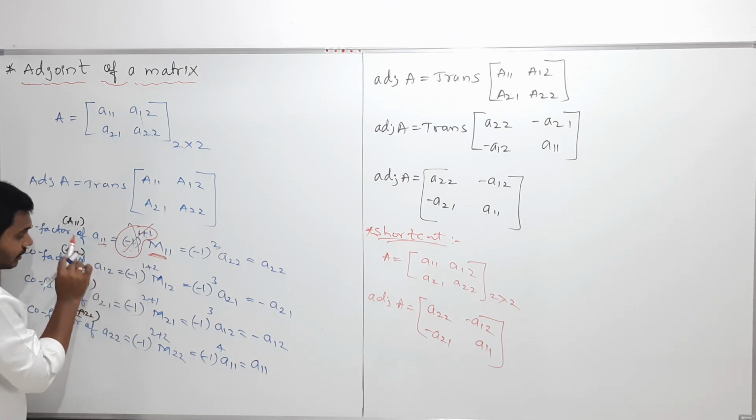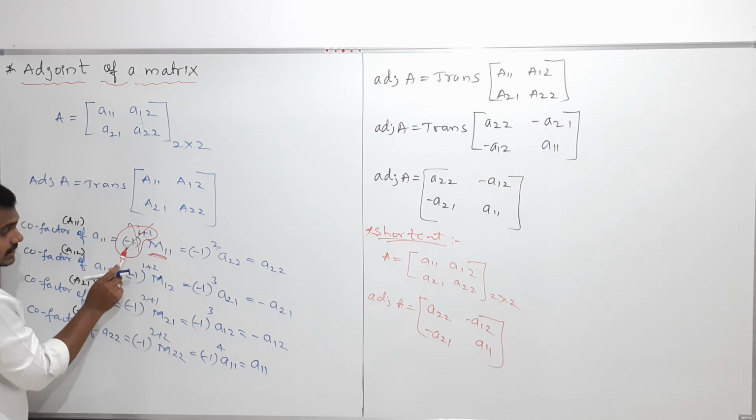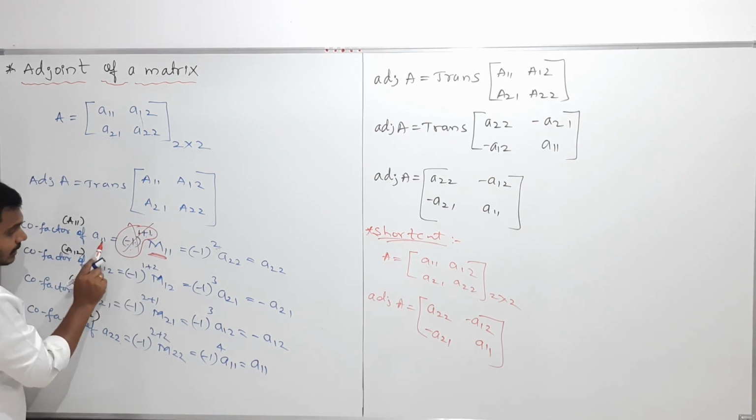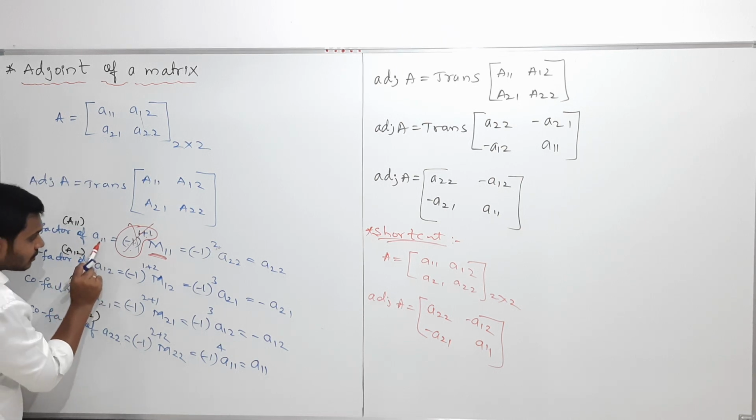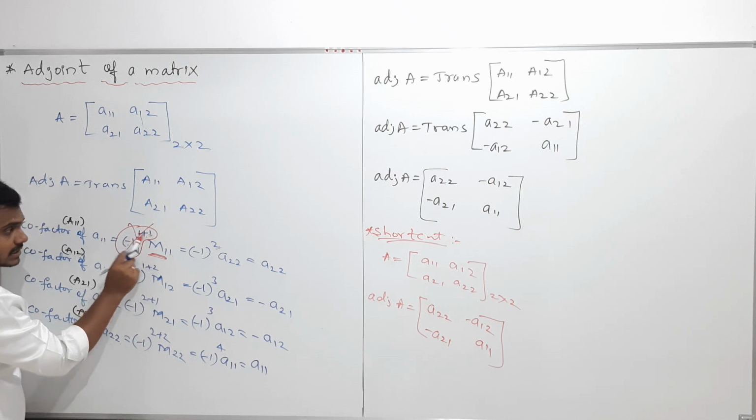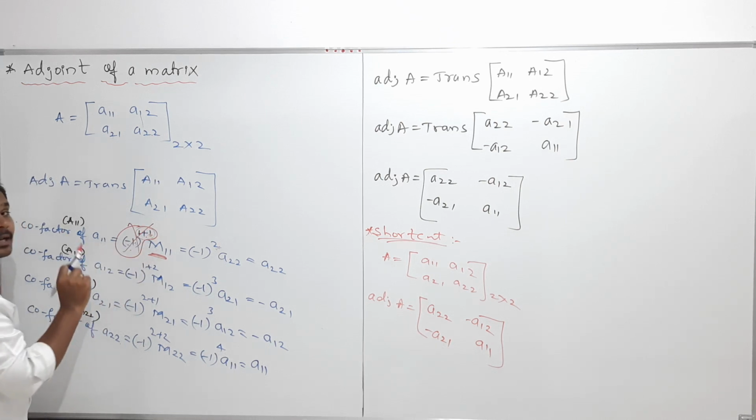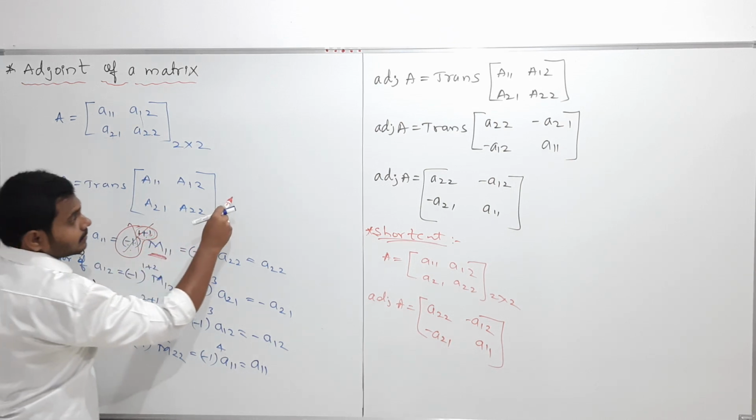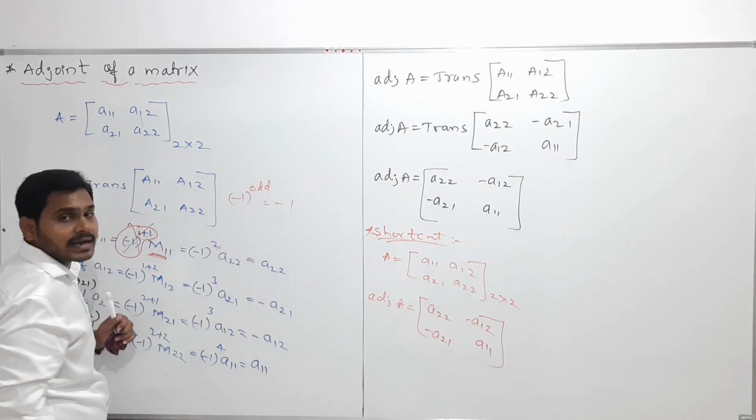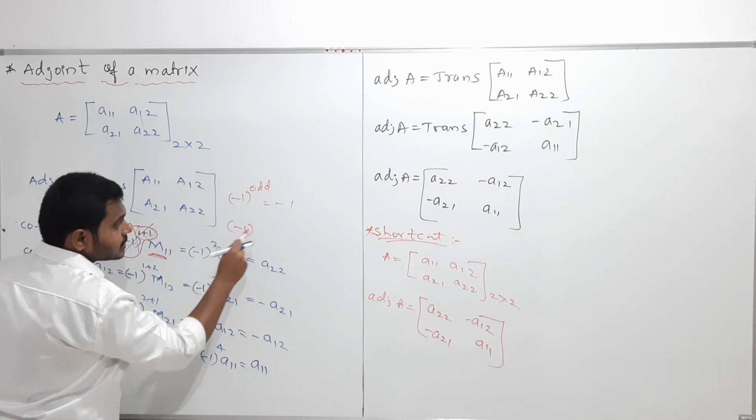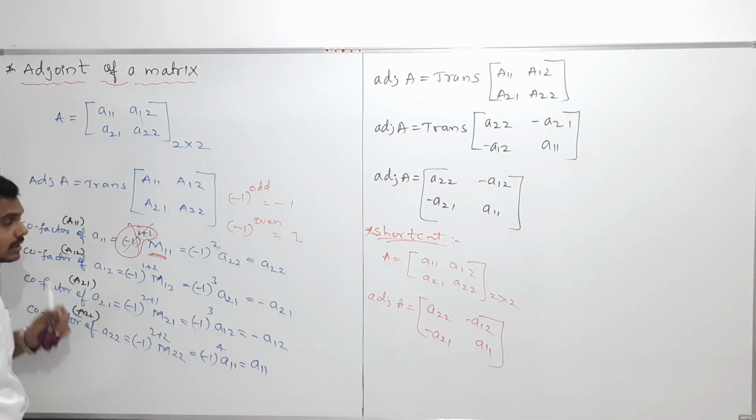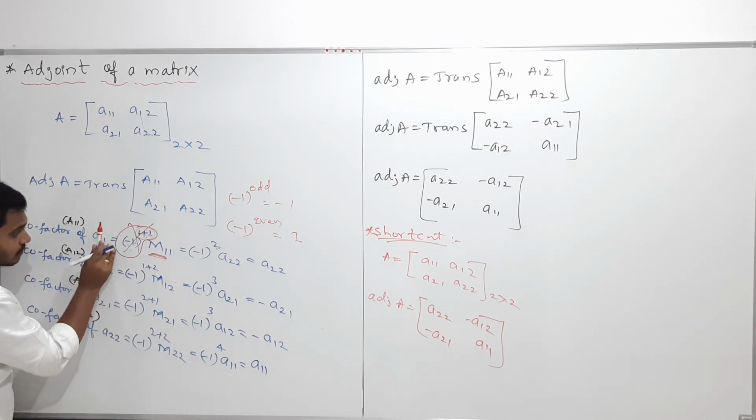How to calculate? You should remember it is always minus 1 whole to the power of the row and column indices, that is 1 plus 1. Minus 1 whole to the power 1 plus 1 means minus 1 to an even power. If you have an odd power, the value is minus 1. If you have an even power, the value is plus 1. So you should just observe the subscript.